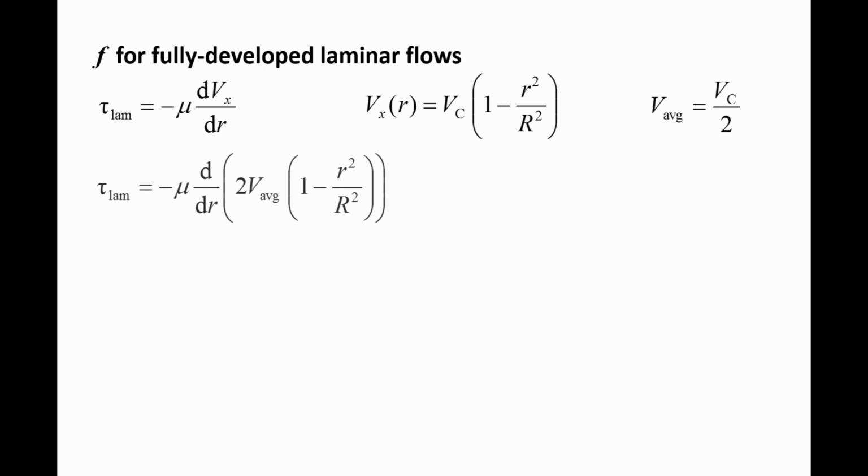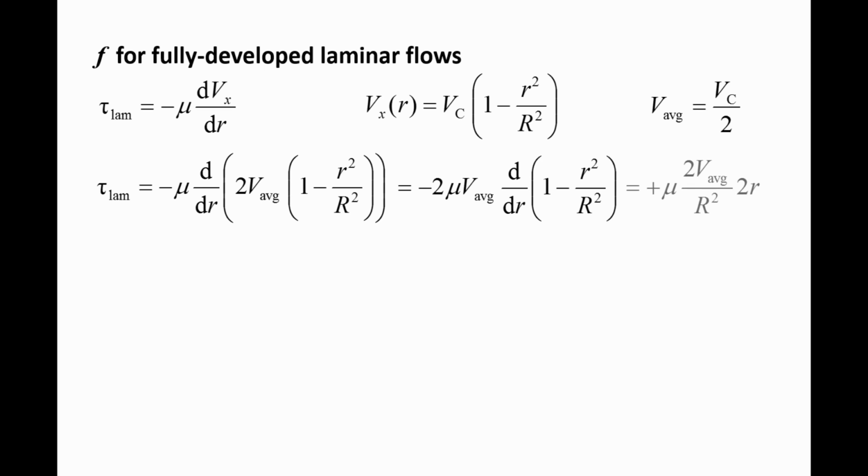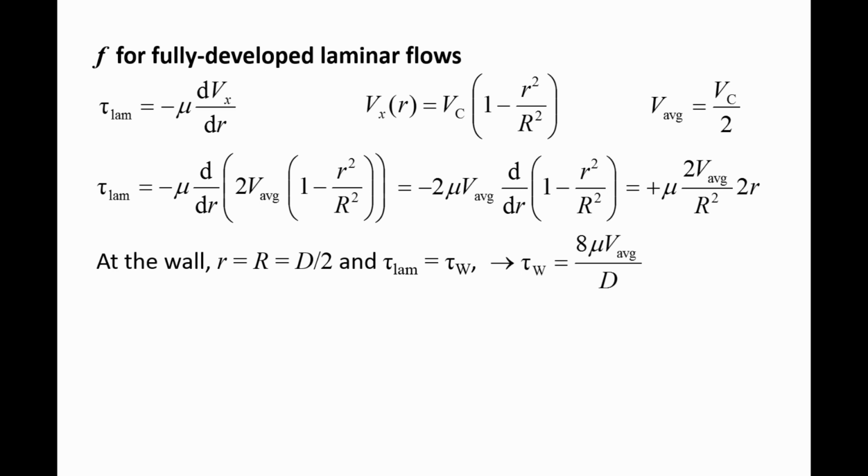Substitute these expressions into the equation for the laminar shear stress and remove 2V average from the derivative because they are constant. After taking the derivative, we are left with mu times 2V average over capital R squared times 2 lowercase r. At the wall, the radial distance is the pipe radius, capital R, which is equal to 1/2 the diameter. Additionally, the shear stress is equal to the wall shear stress, tau W. Plugging in d over 2 for the pipe radius, we find that the wall shear stress is equal to 8 times the viscosity mu times V average over d.